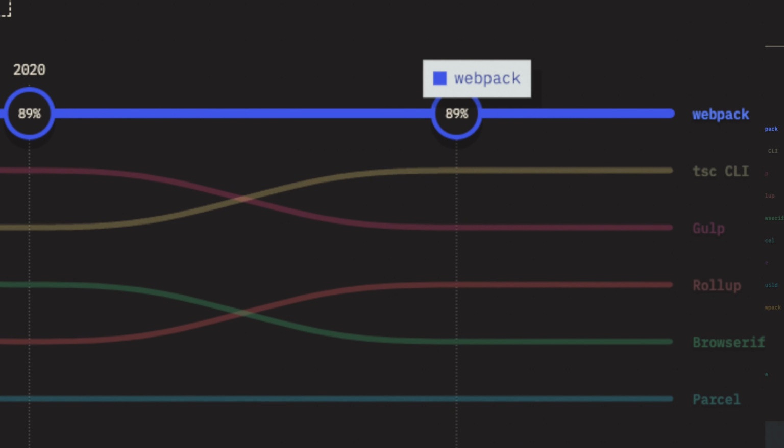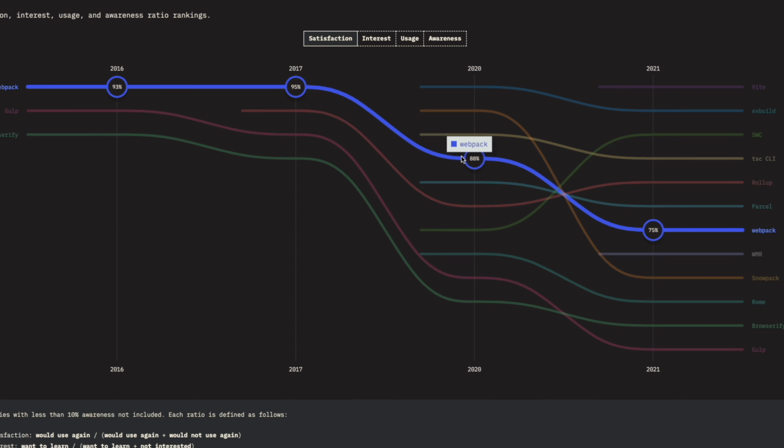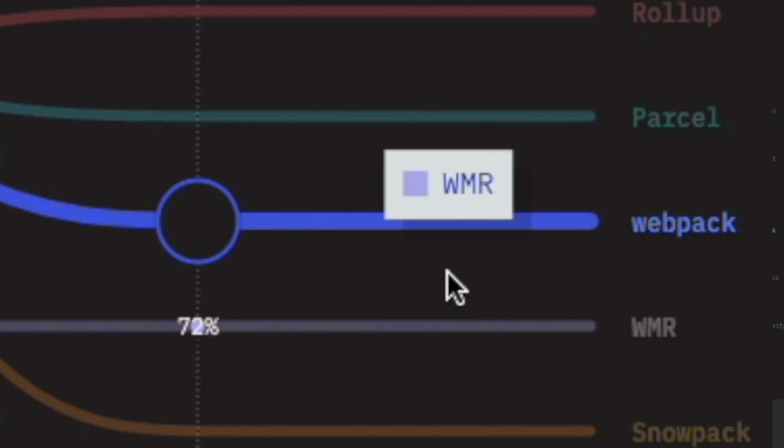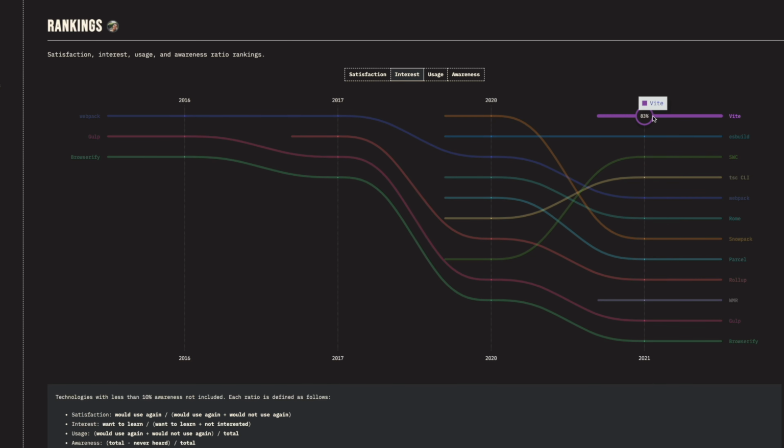the number one build tool when it comes to usage, which will probably be the case for a couple of years still, but has dropped in recent years in satisfaction ratings from number one to the middle of the pack. 75% is still pretty good, but it's not quite 95%. It's still a great tool, but you can see up top for both interest and satisfaction are ESBuild and Vite.